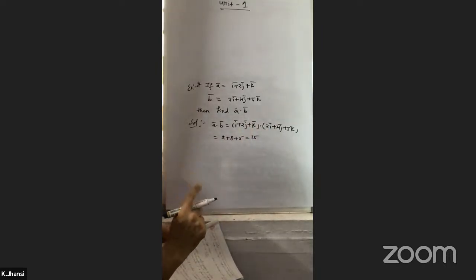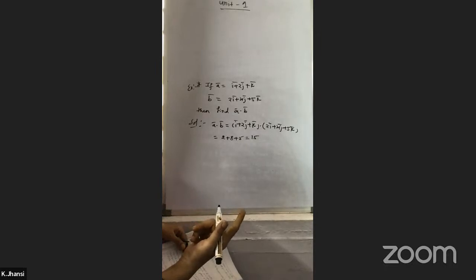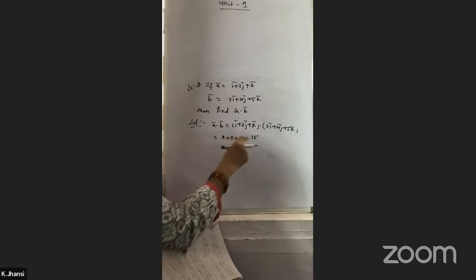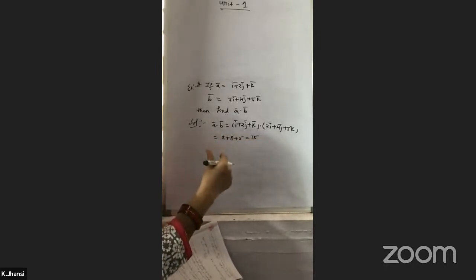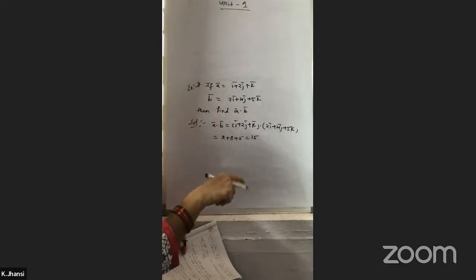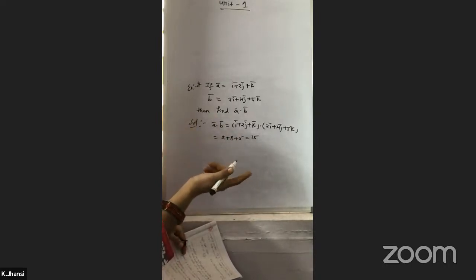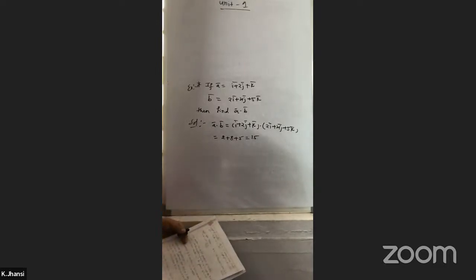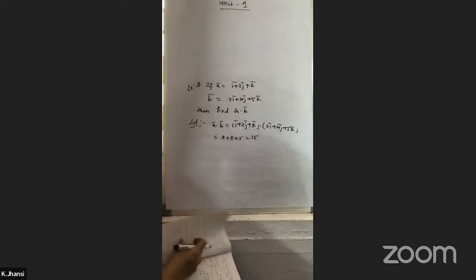So whatever result you get from the dot product is a scalar. You are getting just a value. So whenever we do the dot product of 2 vectors, you get the resultant as a scalar. Whenever you do the cross product of 2 vectors, you get the resultant as a vector. Okay. So this is how to find A dot B.